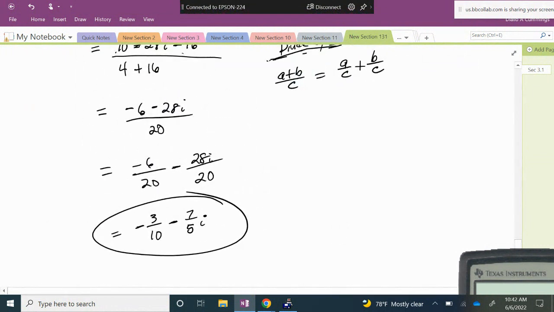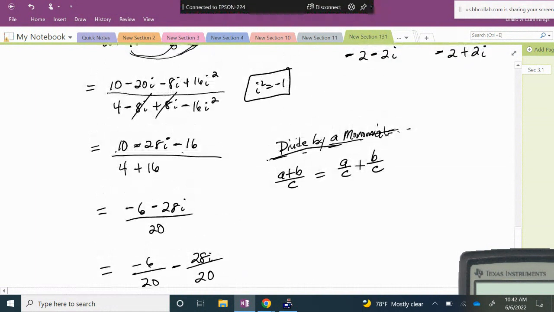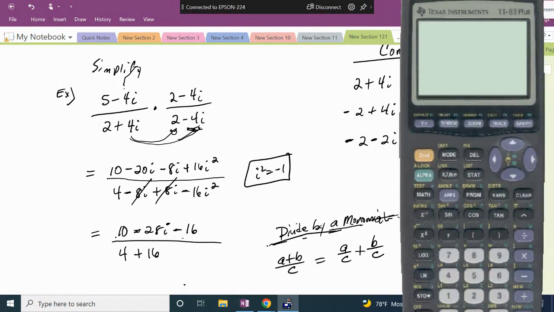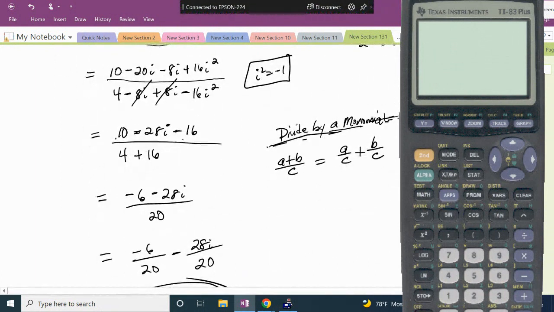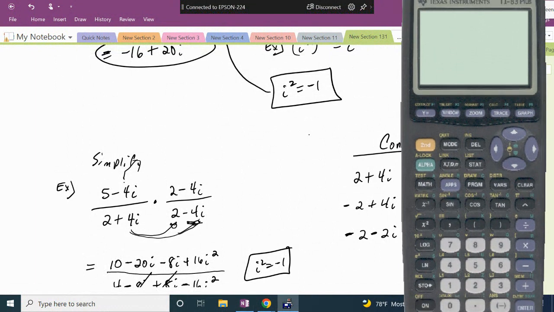All right, so just to go back, we took 5 minus 4i over 2 plus 4i. We multiplied the numerator and the denominator by the conjugate. Right, and there was a fair amount of math in there. We basically multiplied two binomials. We simplified. We had to keep in mind that i squared is negative 1. Can we reduce down at the end? Right, so I'm just going to check this with the calculator.